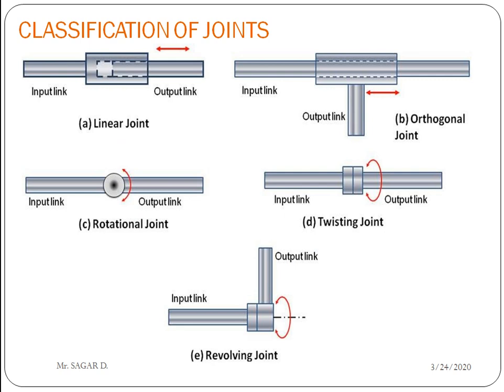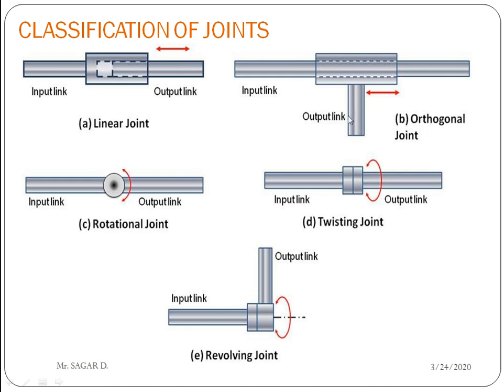Then types of joints or classification of joints. There are 5 types of joints: linear joint, orthogonal joint, rotational joint, twisting joint and revolving joint. The linear joint is also called the prismatic joint, which provides linear motion. It is a sliding motion. By this red arrow you can observe this motion.